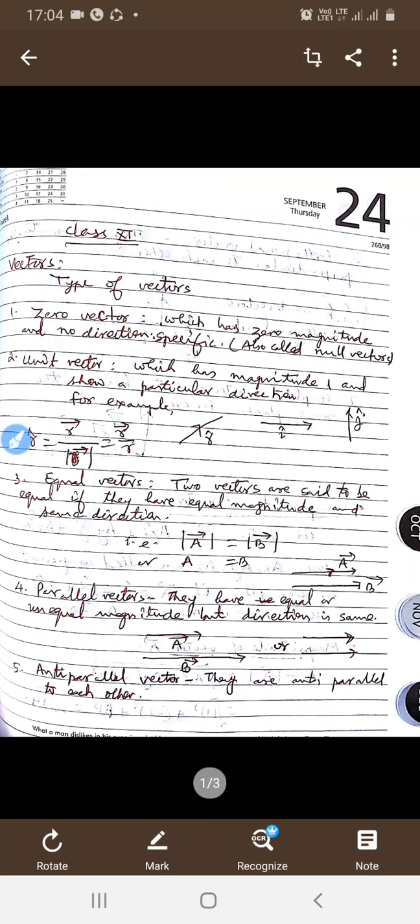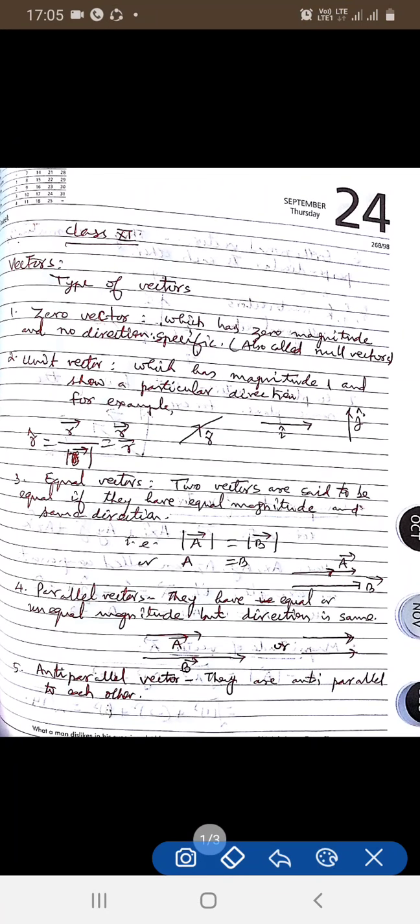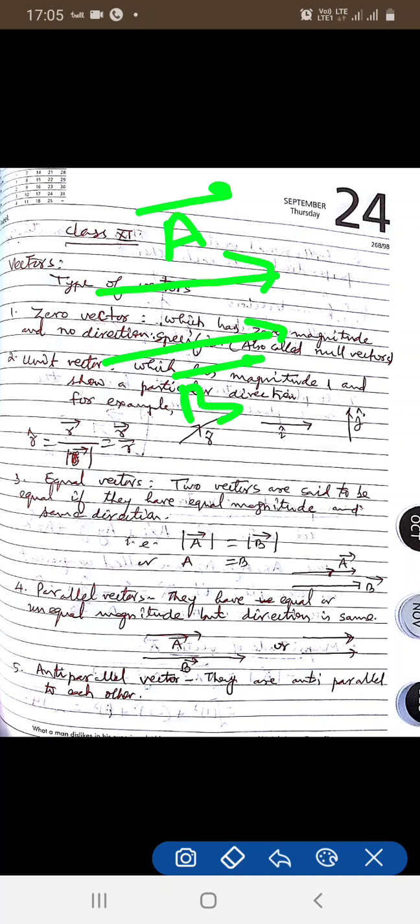Now, equal vector. Two vectors are said to be equal if they have same magnitude and also direction will be same, like here two vectors, vector A, vector B. These two vectors can be said equal vectors when vector A magnitude is equal to vector B magnitude, and they are in same direction, means they are parallel to each other in same direction.